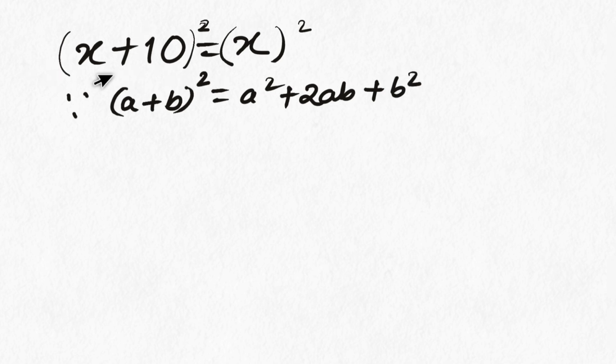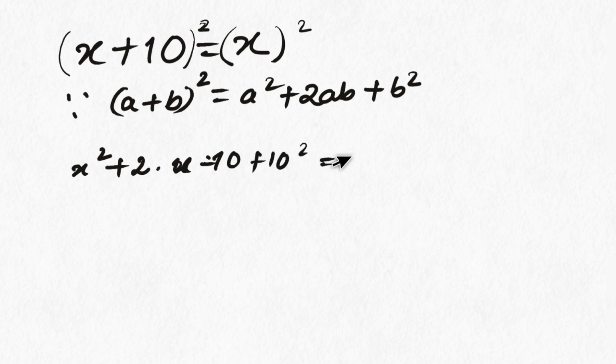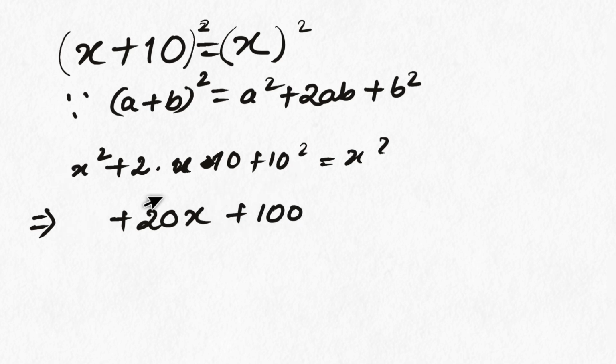We apply that formula directly to x plus 10, so we write x squared plus 2 times x times 10 plus 10 squared equals x squared. Now let's simplify each part carefully. 2 times x times 10 becomes 20x. 10 squared equals 100. So now our equation looks like x squared plus 20x plus 100 equals x squared.